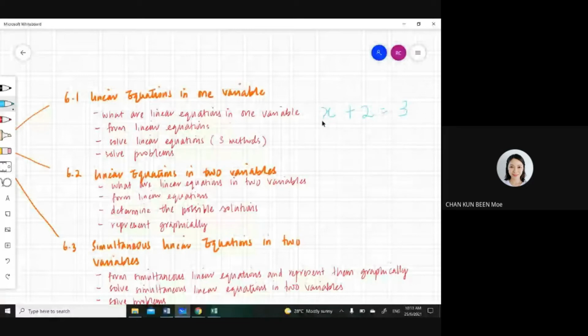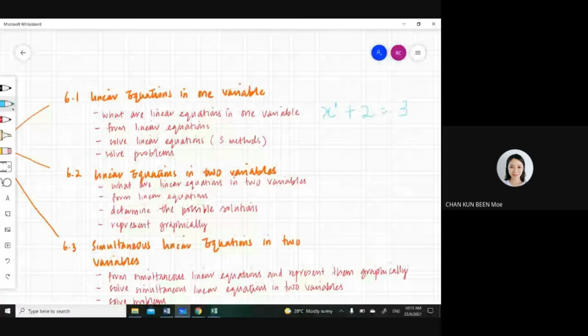term must be what? Must be what? Do you still remember? Must be 1 class. It cannot be 2 and so on. And then because of the name linear equation, you must have equality sign, this one. Okay? So I give you another equation over here.